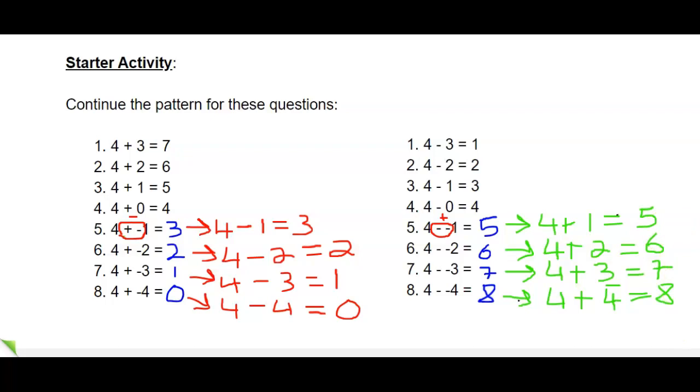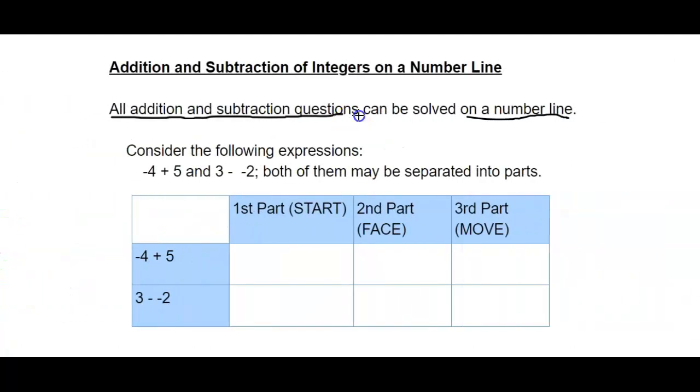Good. Now let's delve into addition and subtraction of integers on a number line. All addition and subtraction questions can be solved on a number line. The number line is a very important tool. So let's consider negative 4 plus 5, and 3 take away negative 2.